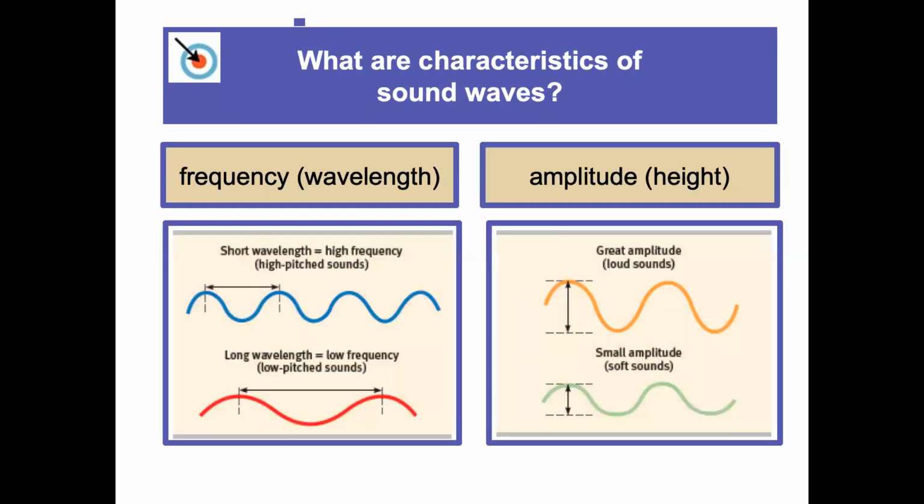So what are the characteristics of sound waves? We have frequency and amplitude. Frequency, also known as wavelength, you can have short wavelengths, which equals high frequency and high-pitched sound, or long wavelength, which equals low frequency, low-pitched sound. We also have amplitude, which is the height of the sound waves. Great amplitude, those really, really loud sounds, or small amplitudes, really small, soft sounds.